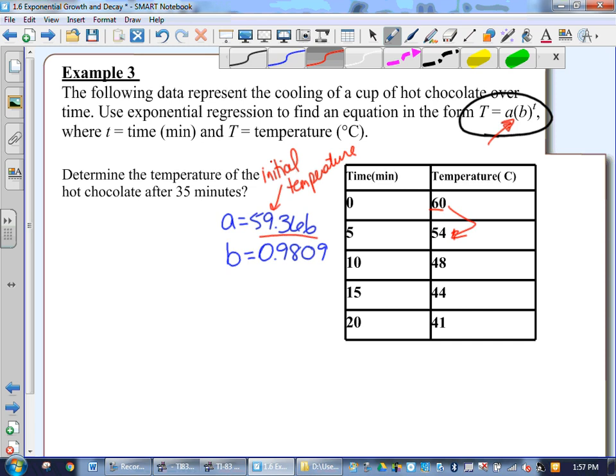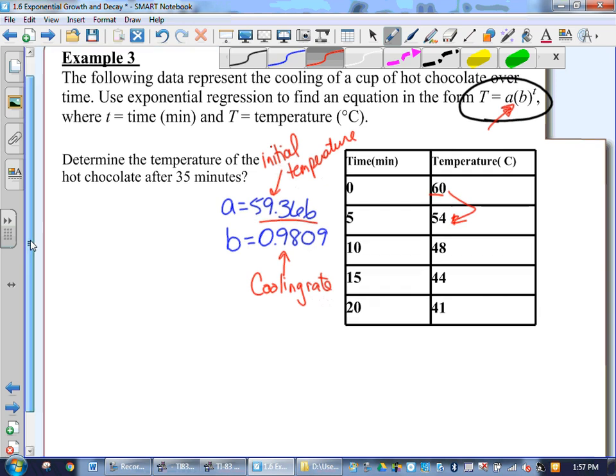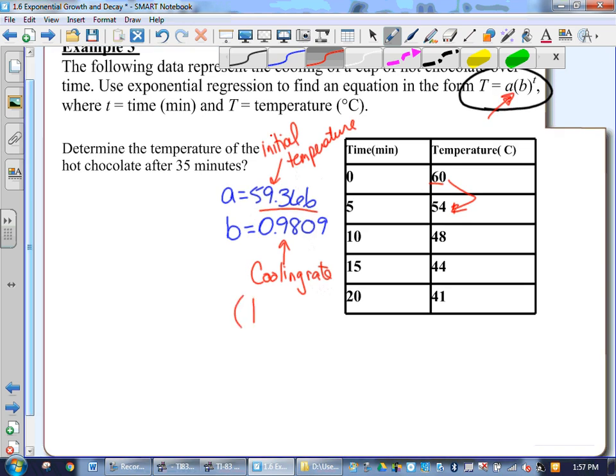Now, B is going to represent our cooling rate. Now, remember, when it's a percentage, it's going to be 1 plus or minus. In this case, it's going to be minus because it's cooling. So 1 minus what will give you 0.9809. Okay, well, if I subtract it from both sides, I'm going to grab the calculator here.